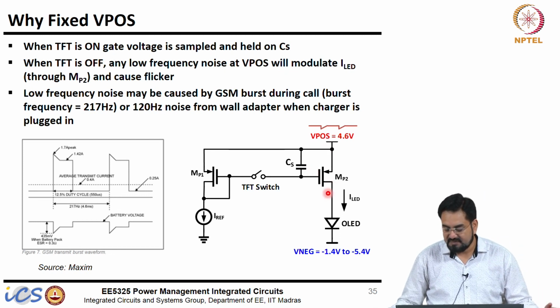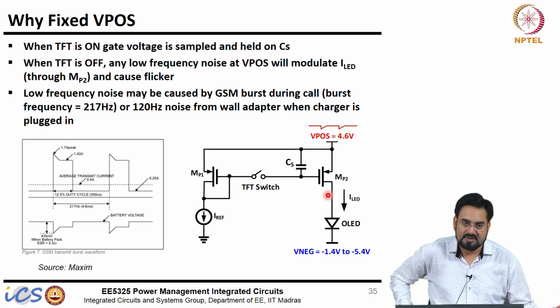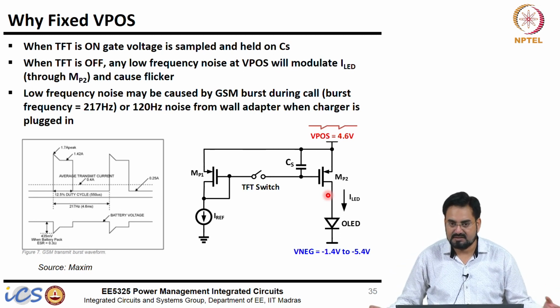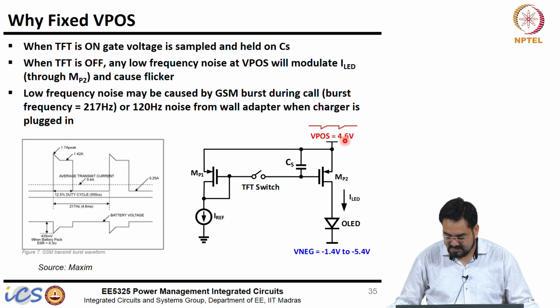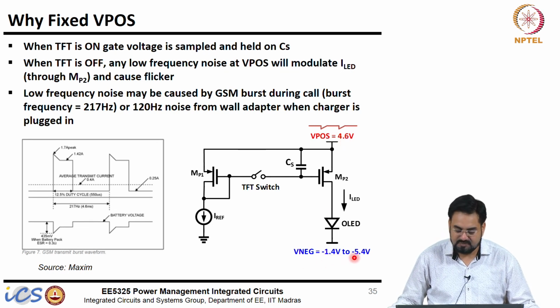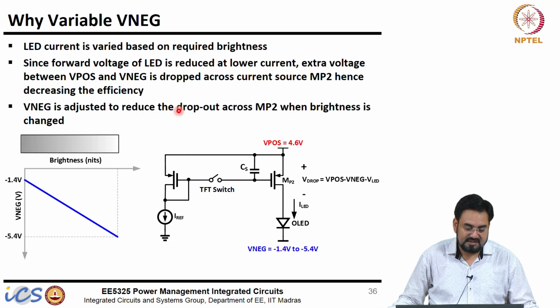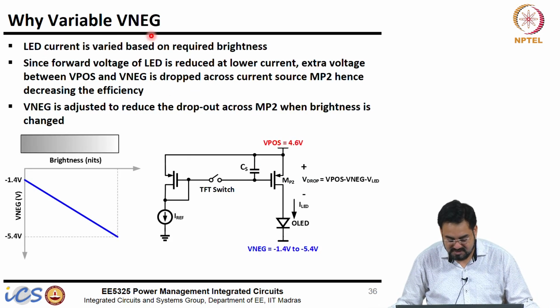So, we may get a flicker, and if it is on the order of, let us say, 100 hertz or below, we can easily get flicker which will be visible to our eyes. That is why we need a very clean 4.6 volt. And VNEG is programmable from minus 1.4 volt to minus 5.4 volt. As I mentioned, some of the newer devices require as low as minus 0.88 volt. So, let us see why we require a variable negative voltage.